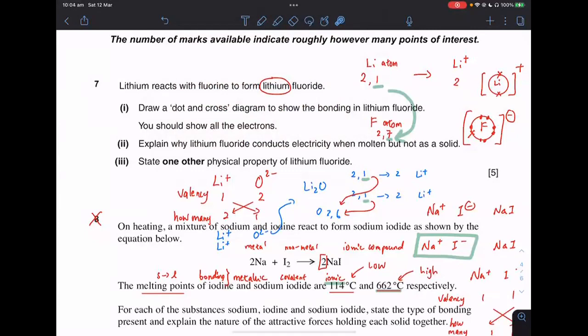So be careful about your movement of electrons. Be careful about atom versus ions. Be careful about your dot and cross. Be careful about your charges. Okay, I guess that's everything I have to say.